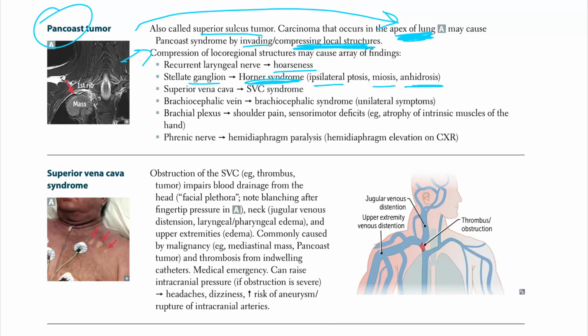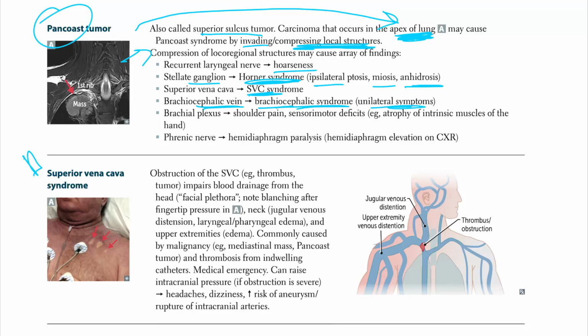High yield. Superior vena cava syndrome can block the superior vena cava and cause the full syndrome, and we'll read that in the next one. Then you have the brachiocephalic vein. So when you block the brachiocephalic vein, it's called brachiocephalic vein syndrome, with unilateral symptoms.